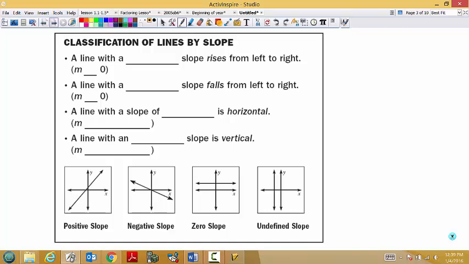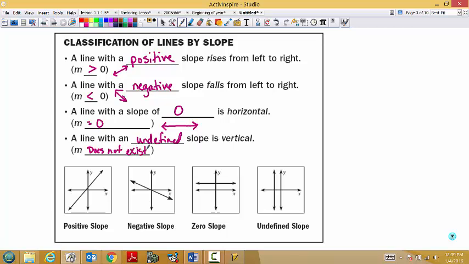And this is just your 4 different kinds of slope. A line with a positive slope rises from left to right. M is greater than 0, and it's going to look like this. A line with a negative slope falls from left to right. Looks like that. A line with a slope of 0 is horizontal. M is 0. And horizontal lines look like this. And a line with an undefined slope, M does not exist, is vertical.